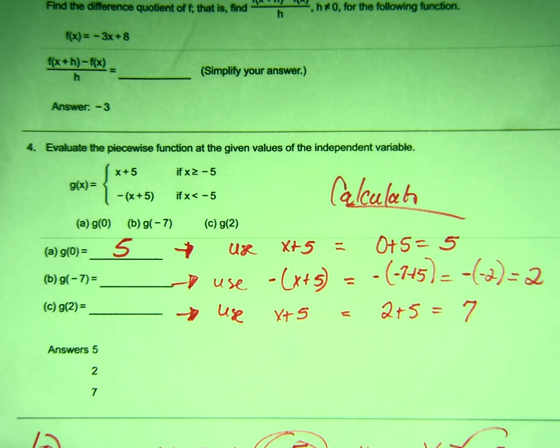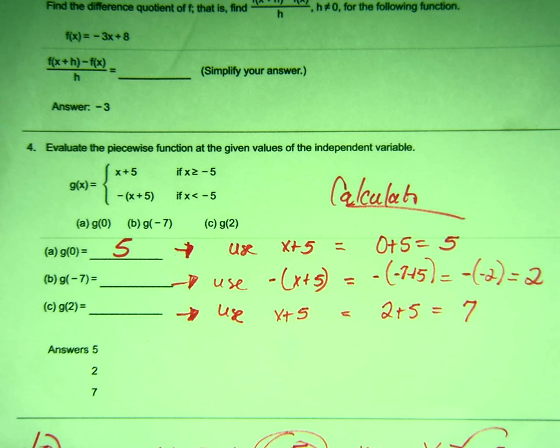Then your next part. x is going to be negative 7. So go back to your conditions. Is x greater than or equal to negative 5 or x less than negative 5? Well, let's think about it. Since negative 7 is less than negative 5, we're going to use negative x plus 5. So wherever we have an x, substitute in negative 7. So negative of negative 7 plus 5 gives you... two negatives give you a positive. So your answer here is going to be 2.